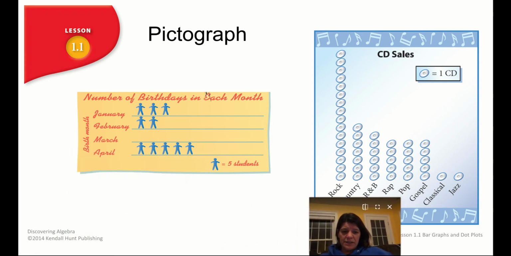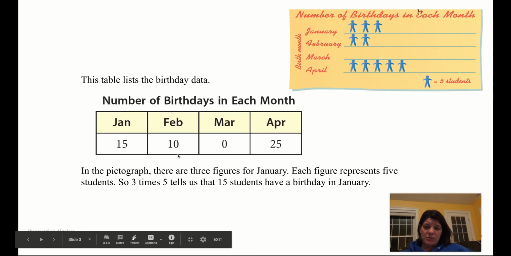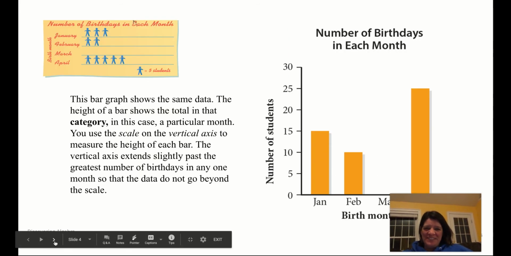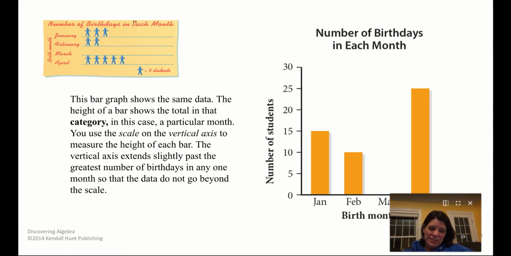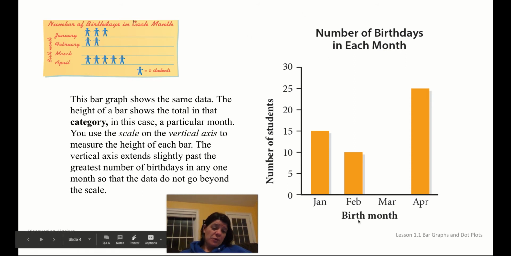And then we can take this pictograph and we could make a table of values for it, right? So I've got my categories of birthday month and how many people there are in each. And then here you can see that they've taken this pictograph and turned it into a bar graph. And so here it's important to see that we have our categories, right? The month is the category, January, February, March, and April.